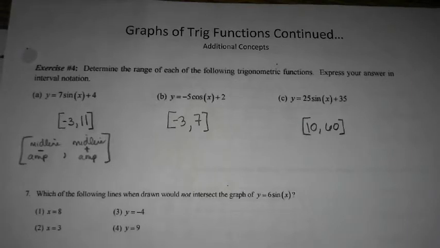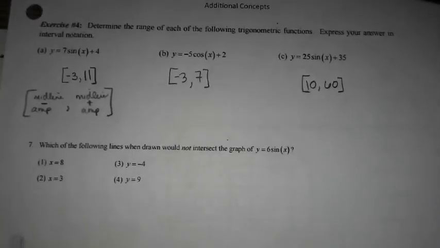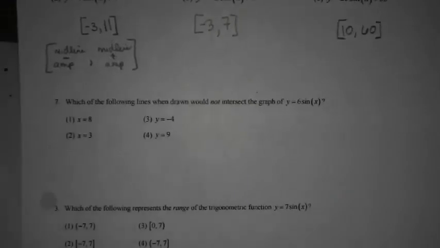Okay? So they can ask you for the range. I think that might have come up last week. Number 7's asking sort of the same thing, but it's presented differently. It kind of presents as being a totally different type of question, but yet the concept that they're testing is the same. Which of the following lines, when drawn, would not intersect the graph of y equals 6 sine x?